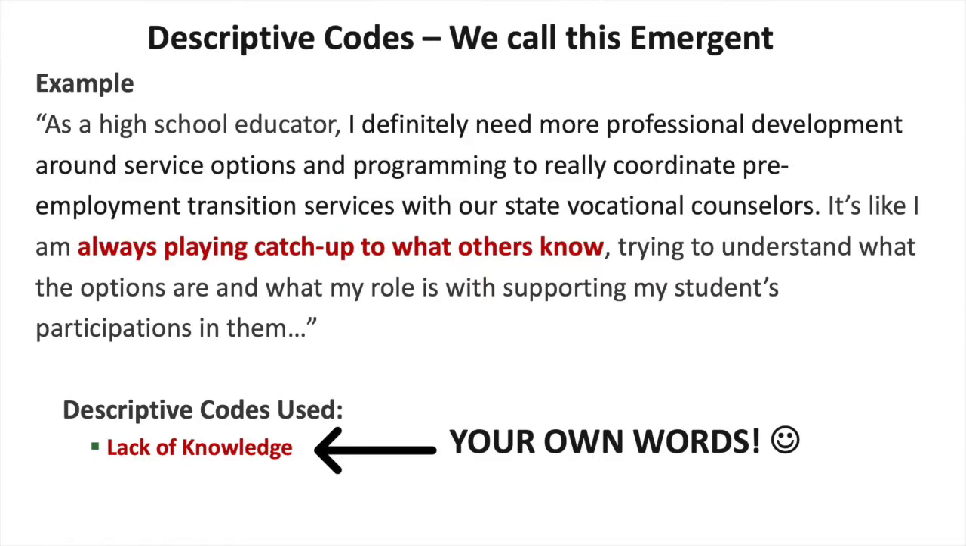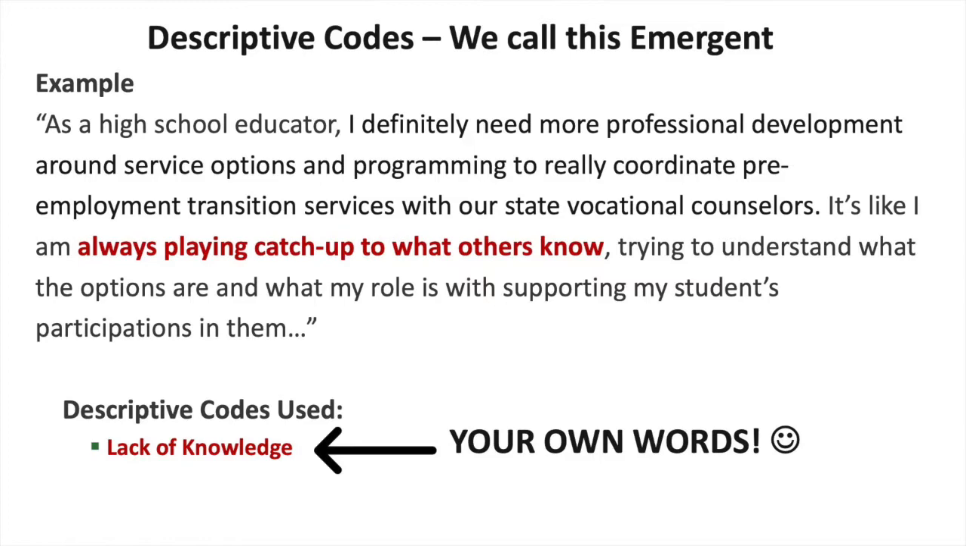So in this example here, we have a high school educator talking about the need for professional development. They feel like they're always playing catch up to what others know. So instead of taking the direct quote that says always playing catch up to what others know, I might use an emergent code of my own words to describe what they said. So I might use the words lack of knowledge. In contrast to this type of approach where we're using our own words, we might do something like In-Vivo coding where we're pulling out direct, rich, meaningful descriptions from our participants about what they're doing, instead of assigning our own words or phrases to describe what they're talking about.